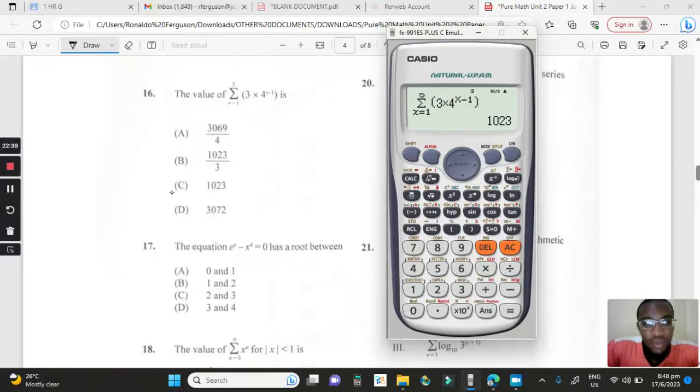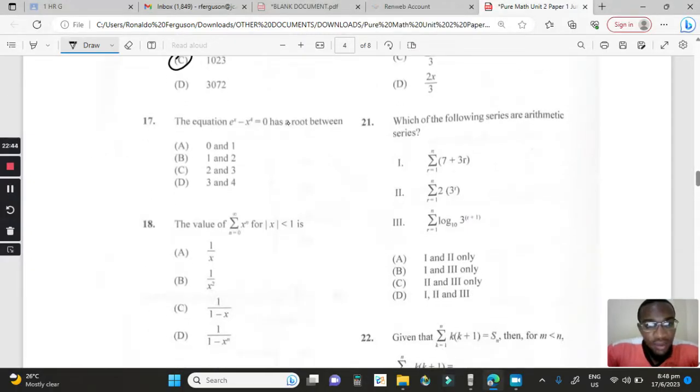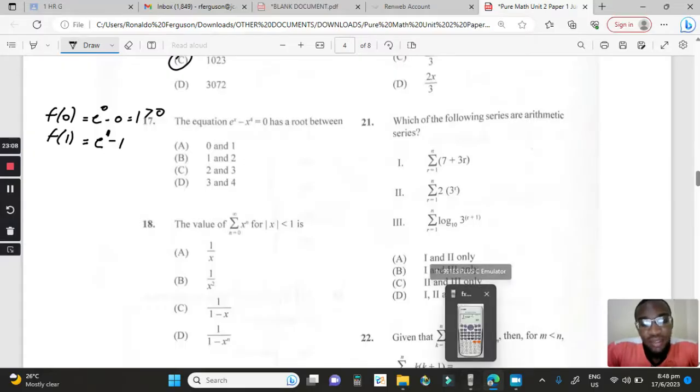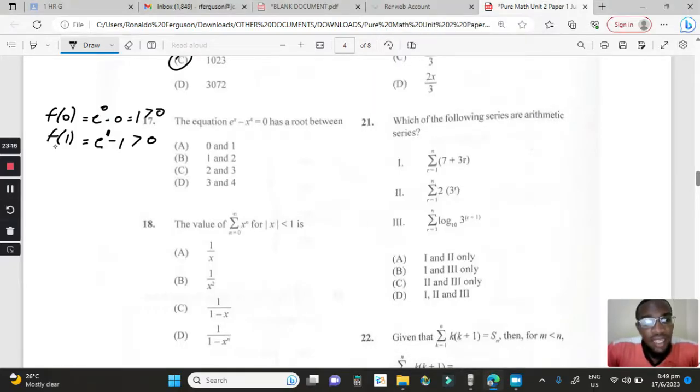That's 1023. Now this question, the equation has a root in between. If you work out f of 0, that would be e to the 0 minus 0, and e to the 0 is 1. So 1, which is greater than 0. Then f of 1 is equal to e to the 1 minus 1. And exponential e is 2.71, right? So e minus 1 is still bigger than 0. So that's not helping us.